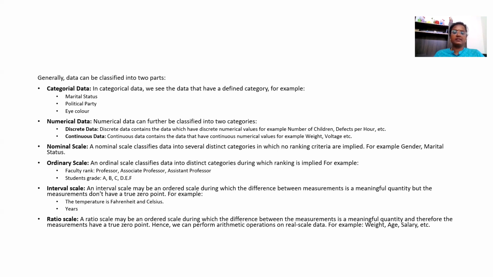Interval scale is an ordered scale in which the difference between measurements is a meaningful quantity, but the measurement does not have a true zero point. For example, temperature, years, like that. And ratio scale is the comparison between measurements, which also has a meaningful quantity. Examples like age: according to the age, what is the salary; according to the experience, according to the wage, like that, we will have the ratio.